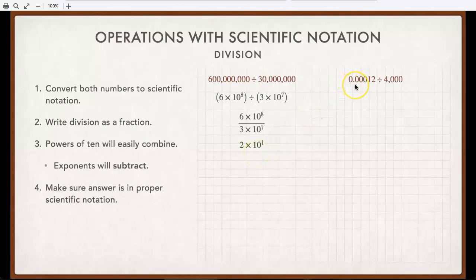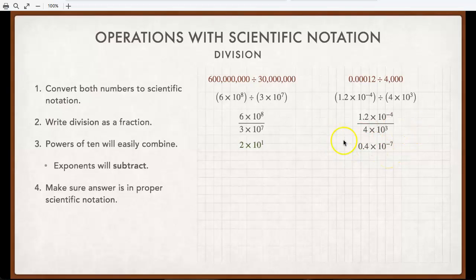What about 0.00012 divided by 4,000? So that first number will become 1.2 times 10 to the negative 4th. 1, 2, 3, 4. Divided by 4 times 10 to the 3rd. Rewriting as a fraction will be helpful here. So we need to do 1.2 divided by 4. We'll get 0.4 there. And 10 to the negative 4th divided by 10 to the 3rd, we subtract, so negative 4 minus 3 gives us 10 to the negative 7th.